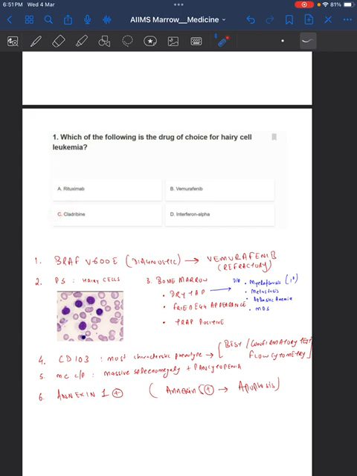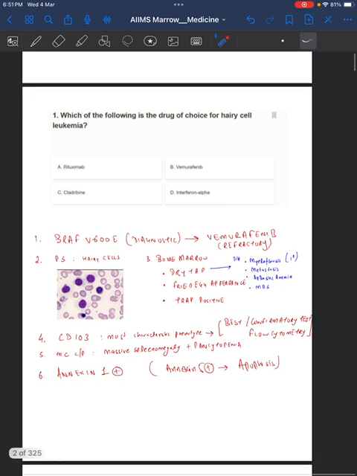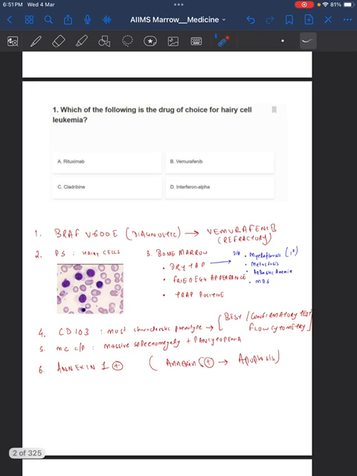This is a very simple question, but other points that you should know are that hairy cell leukemia is associated with the BRAF V600 mutation, which is diagnostic for hairy cell leukemia, and for this reason vemurafenib is another drug for this. It acts on the BRAF kinase and it is used in the refractory cases. It is not the drug of choice, only used in the refractory cases.